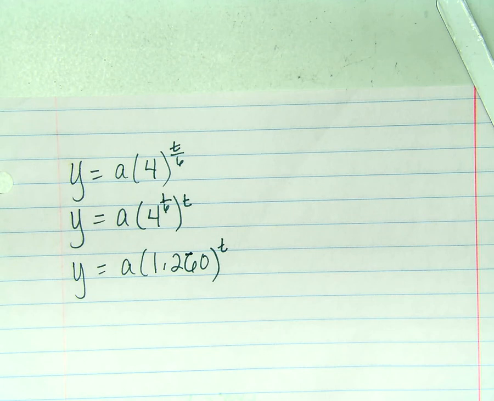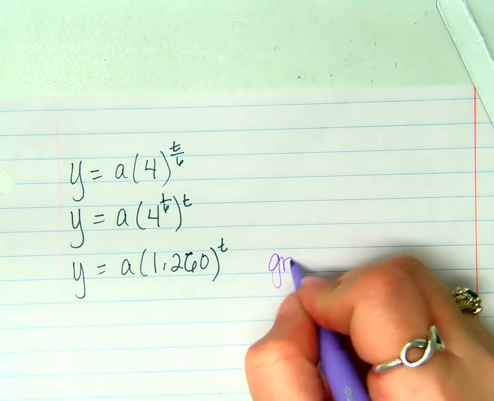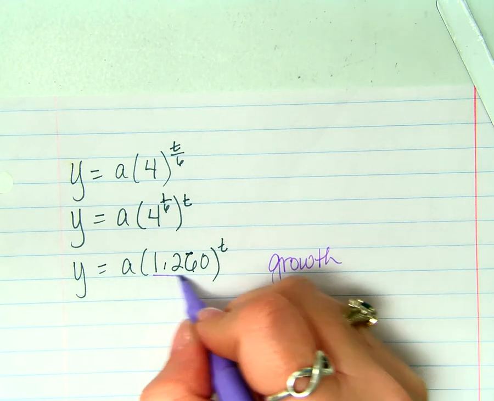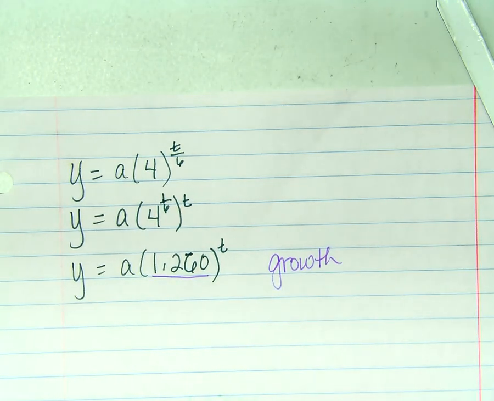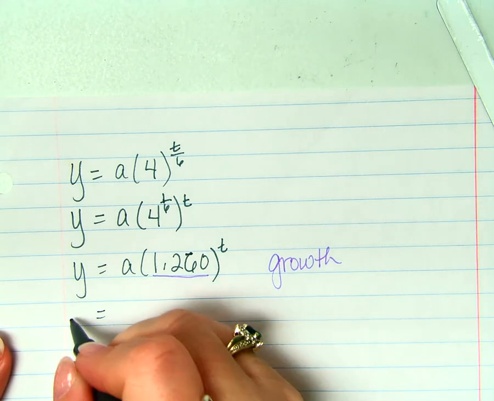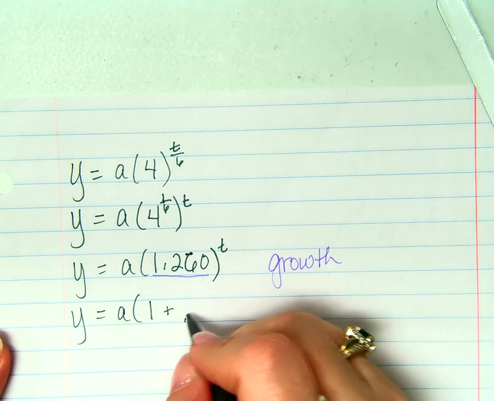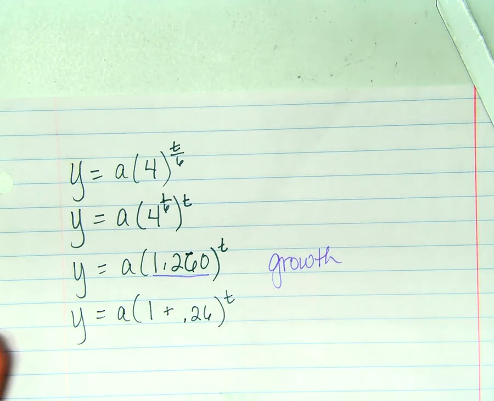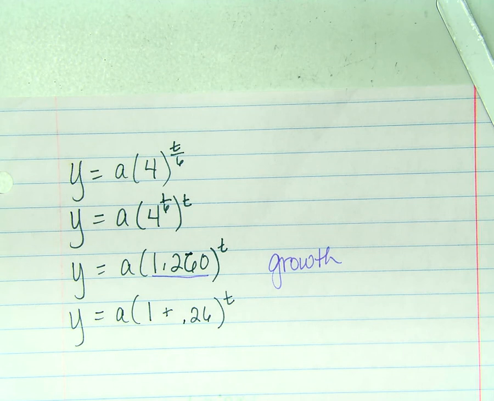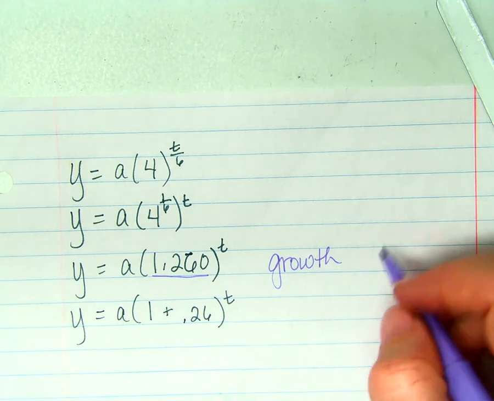So what can you tell me? It's growth because it's greater than 1. The b value is greater than 1. What do I have left to find? The rate. How am I going to figure that out? Yeah, that was really hard, wasn't it? No, I know it wasn't. I was just being silly. So now what do we know? 26%.